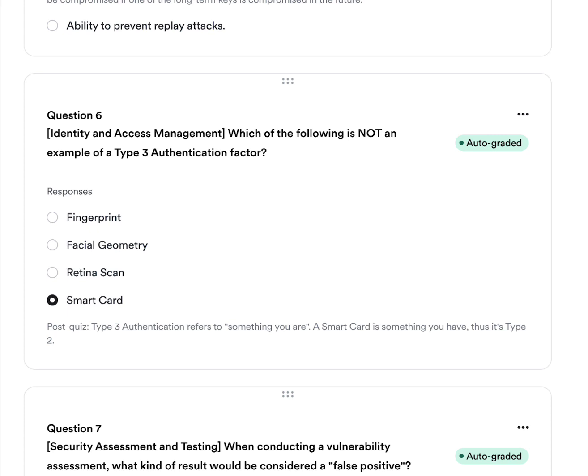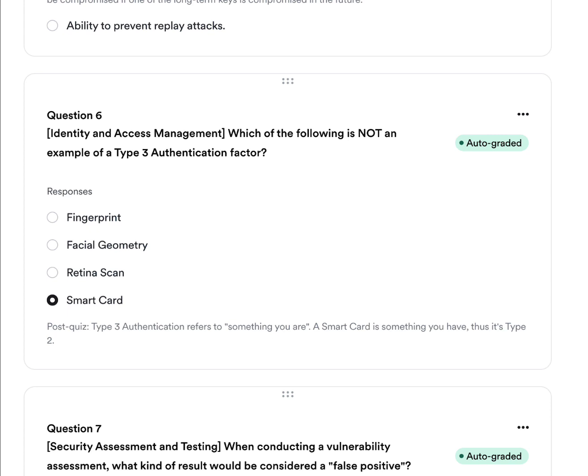Question 6. Which of the following is not an example of type 3 authentication factor? Again, type 3, if you understand what that is, you need to kind of know that. And the type 3 would be something you are.